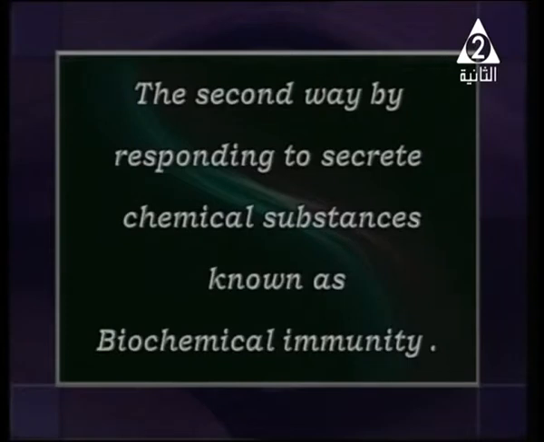The second way in the immunity of the plant is by responding and secreting chemical substances. Some plants have the ability to secrete different chemical substances. Those chemical substances are called biochemical immunity. So we have two different ways for the plant to defend itself. Number one, structural immunity, which already exists in the plant. Number two, biochemical immunity.